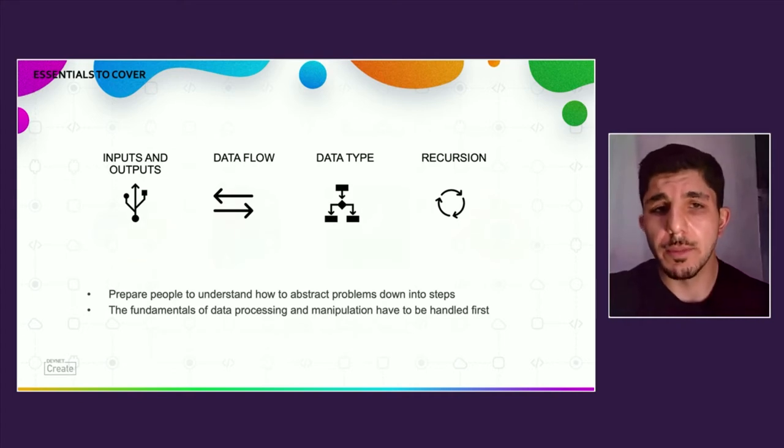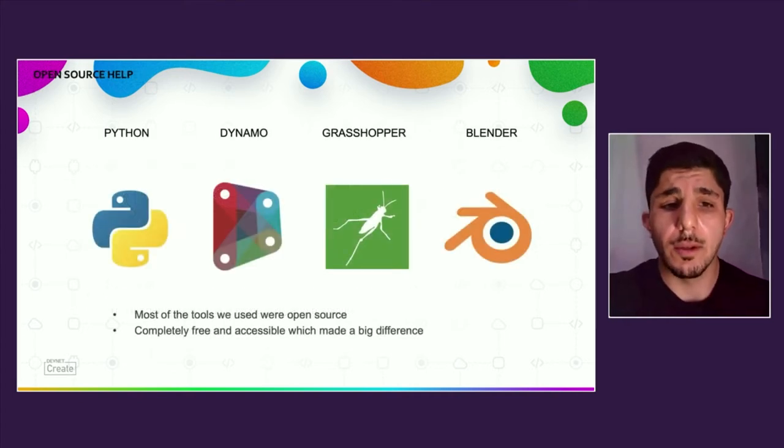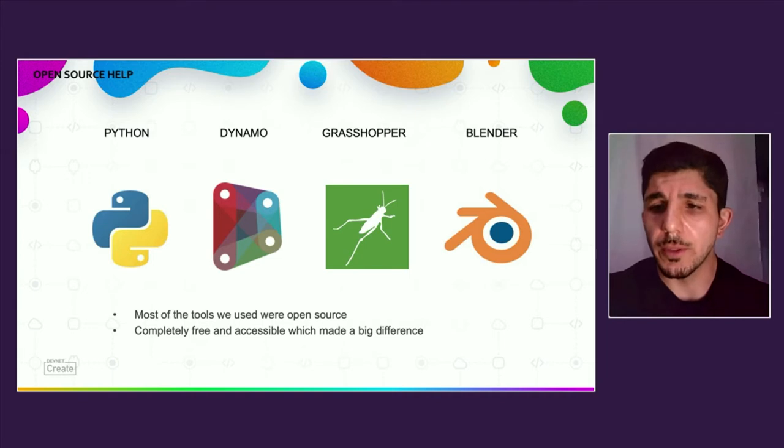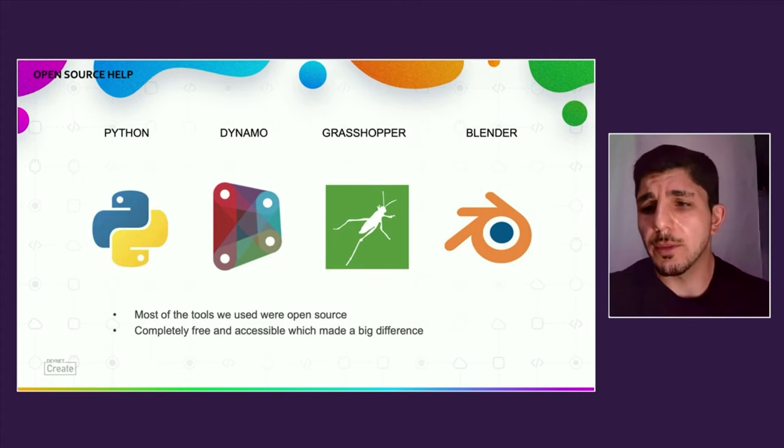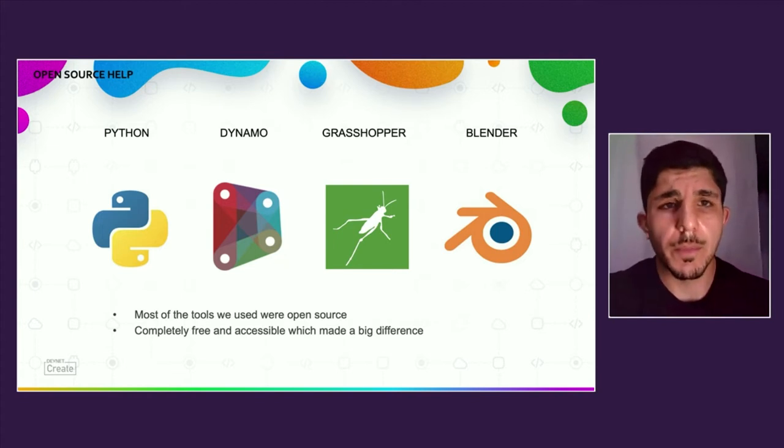And just for good measure, we had open source help for all of the open source lovers. We had tools like Python, Blender, Dynamo, Grasshopper, these are all open source and completely free. So if anybody else wants to try this, they can. A lot of this is at your disposal. That was great for us because we didn't have to spend any money on using the software.